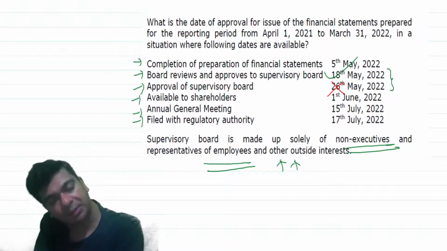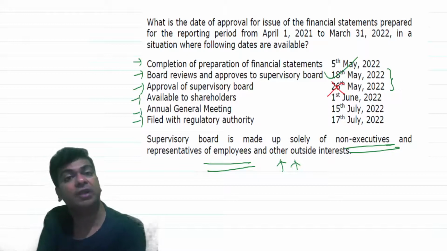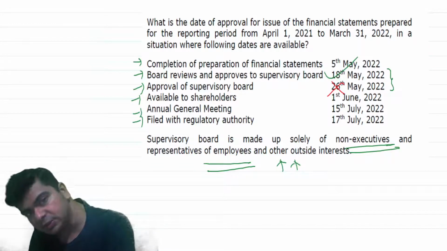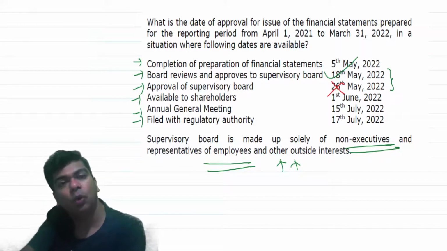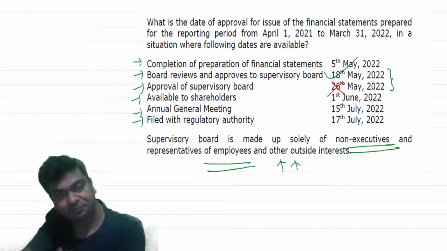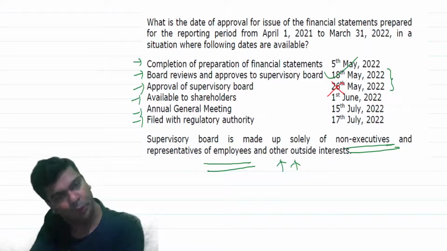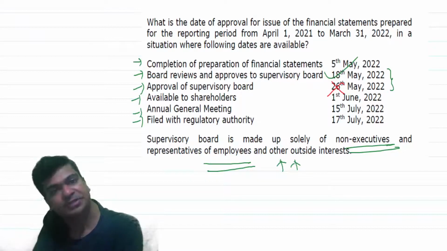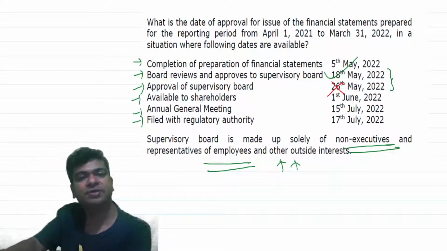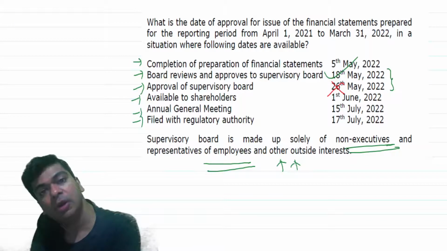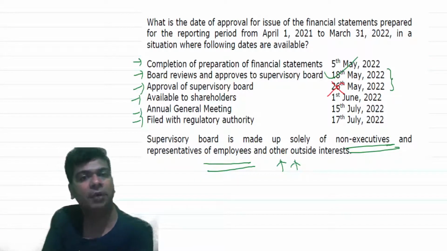Day-to-day management of the company, major decisions of the company, everything is taken up by the board of directors. Yes, at times they may have to get those decisions passed by the supervisory board. That is another issue. But the main decision-making power is not with the supervisory board. The supervisory board will only consider the matters which are referred to it.